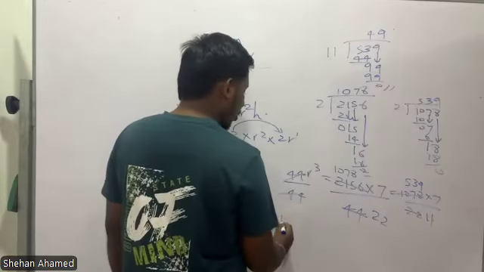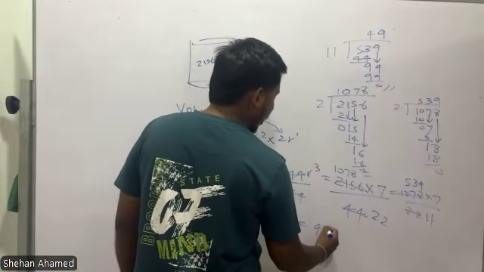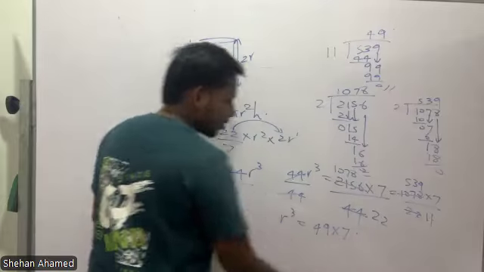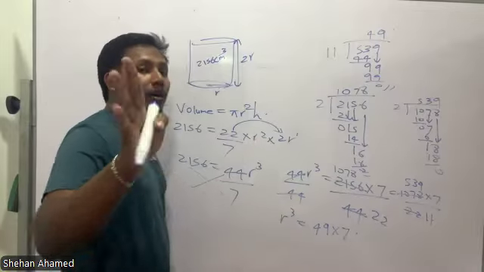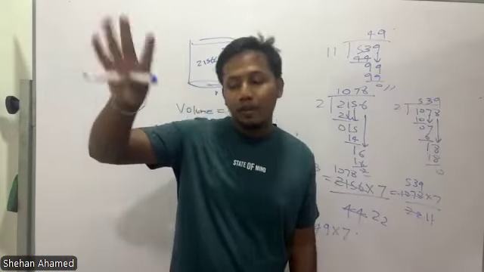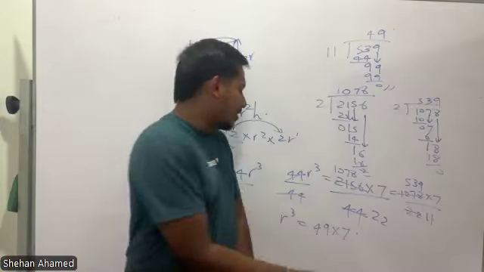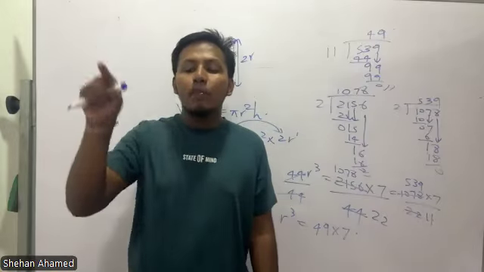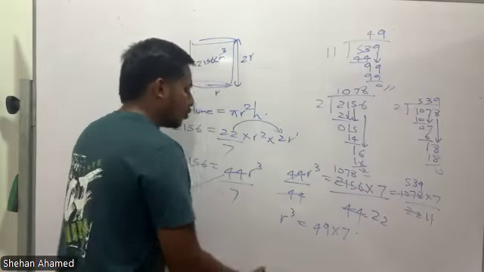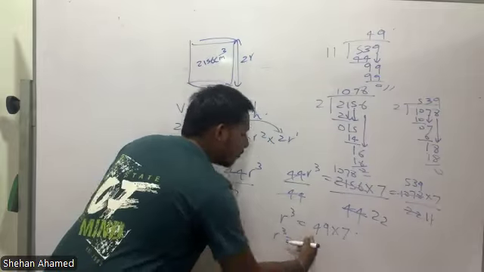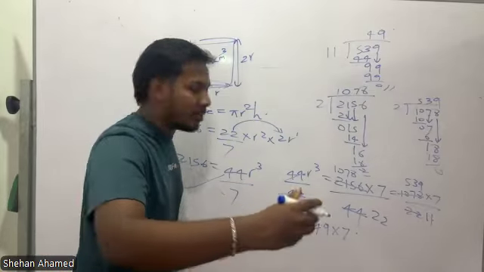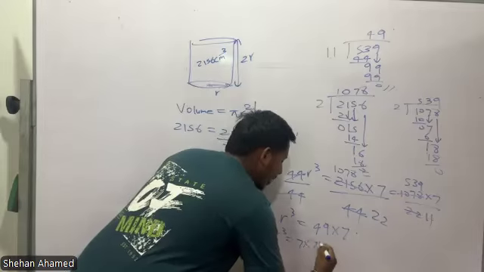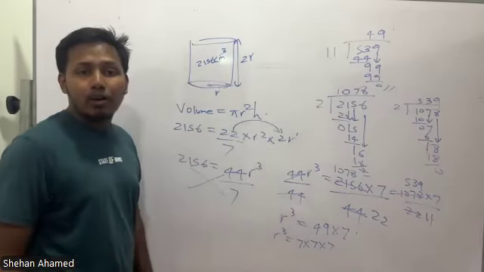So r to the power 3 is equal to 49 times 7. Now here r to the power 3 is here, not square. If square, you can put square root and get the answer, but this is a cube. So what are you going to do? R to the power 3 equals 49 times 7. 49 is 7 times 7, so 7 times 7 times 7. How many sevens are there altogether?